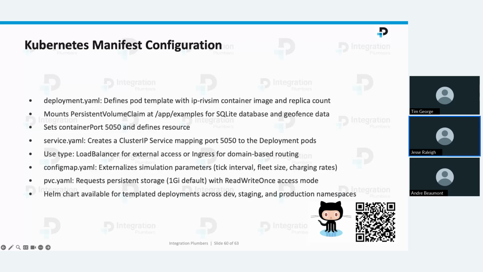For most development and testing scenarios, a cluster IP service is sufficient. If you need external access, you can switch to load balancer or add an ingress resource for domain-based routing.